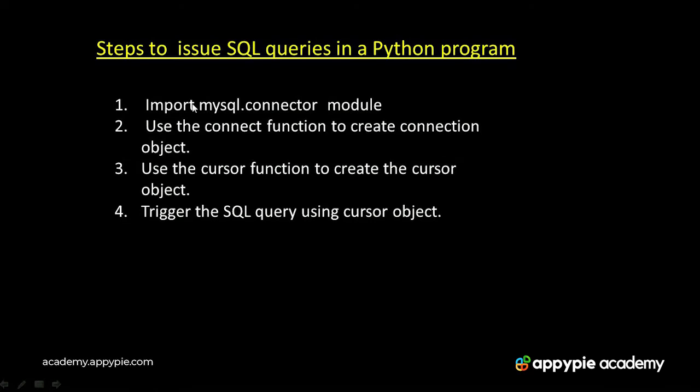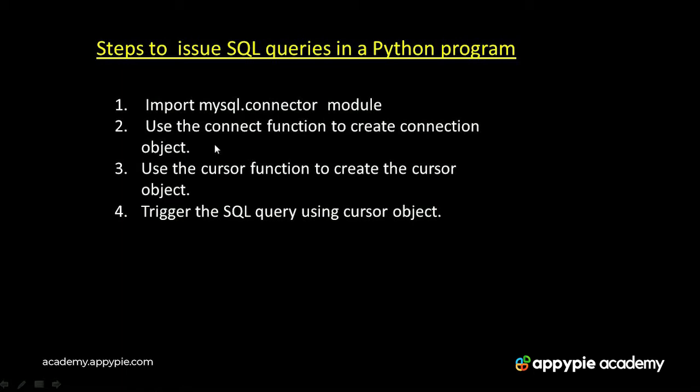See, the first thing you will do is you will import mysql.connector module. This is the module we have already discussed in our previous lectures. So mysql.connector has to be downloaded, which I have told you in previous lectures. Use the connect function to create connection object. There is a function called connect, and this function belongs to the module mysql.connector. So we will be using this connect function to create connection object.